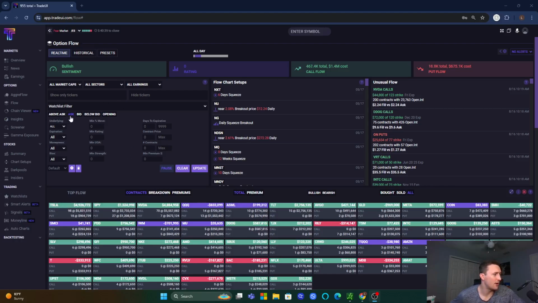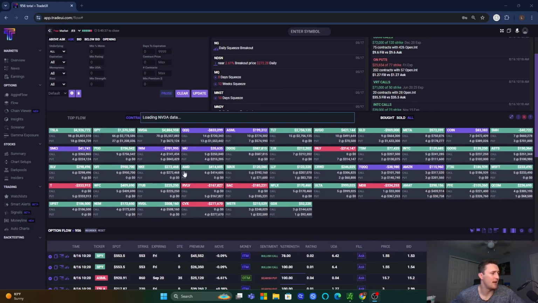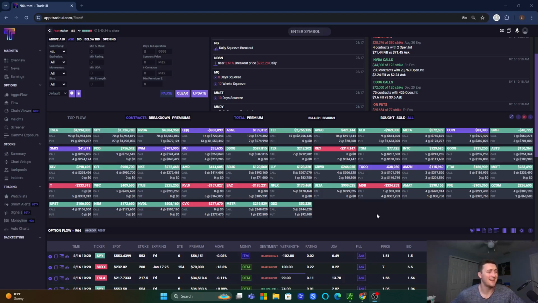So right out the gate, what I want to do is set my fill for ask, and you'll see all this option flow activity populate in real time. At first, there won't be as many top flow cards that come in, but as the day progresses, you'll see more top flow cards come in. That way you can determine what's getting some bull action today or some bear action today.